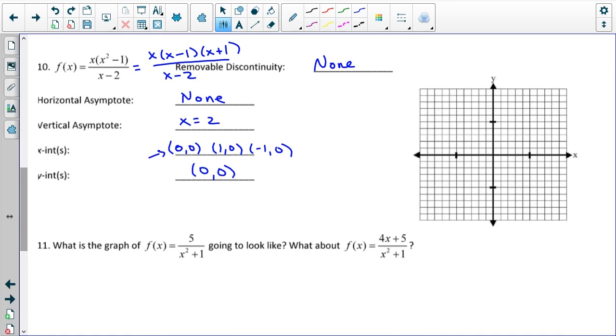So now I'm going to start plotting points on the graph. (0, 0), (1, 0), (negative 1, 0), and then I have a vertical asymptote at x equals 2, and I don't have a horizontal asymptote.